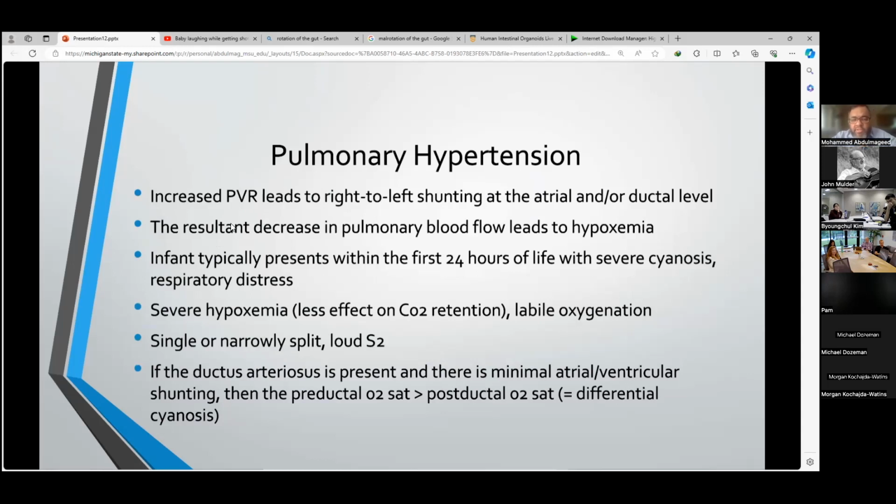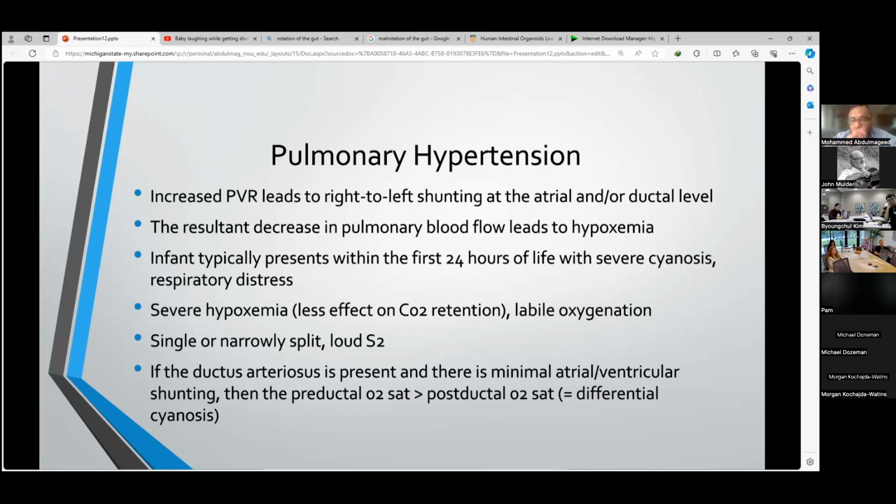What happens is there is increased pulmonary vascular resistance, which will lead to right to left shunting. Blue blood will go to the left side, to the red blood, which causes cyanosis and hypoxemia. Infants usually present within the first 24 hours of life with severe cyanosis and respiratory distress. As we said, this will cause severe hypoxemia and labile oxygenation, meaning if the baby cries, his oxygen will drop.